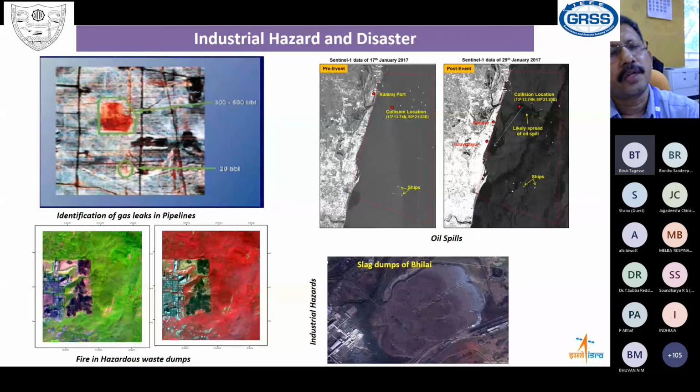Then the various drone-based hyperspectral data can be used for identification of gas leaks in pipelines. High-resolution satellite data can help in identifying the various hazardous waste dumps and their various hazard conditions. And also we have the various microwave data which can detect the oil spills in the sea.